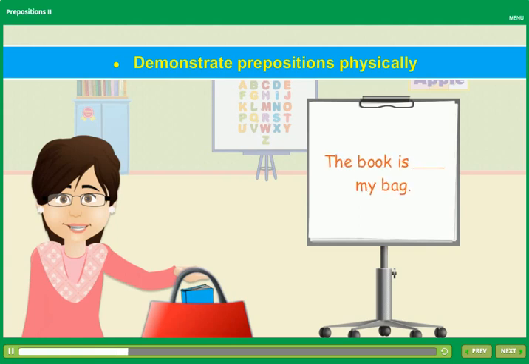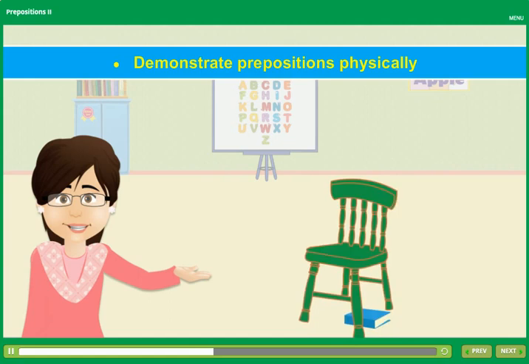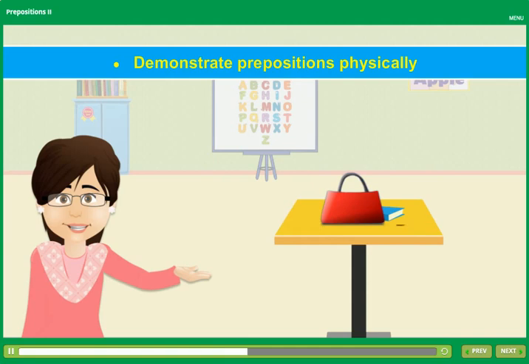The book is in my bag. Provide the answer if your students do not remember. Follow the same pattern with the rest of the prepositions. "Where is the book?" The book is on the table. "Where is the book now?" The book is under the chair. The book is behind my bag.